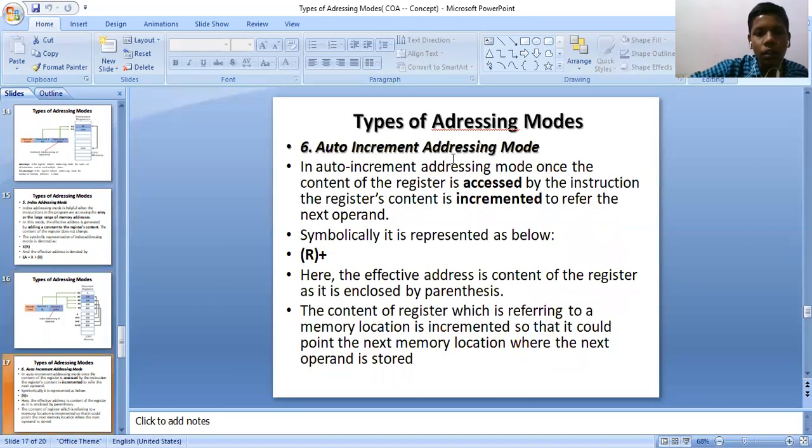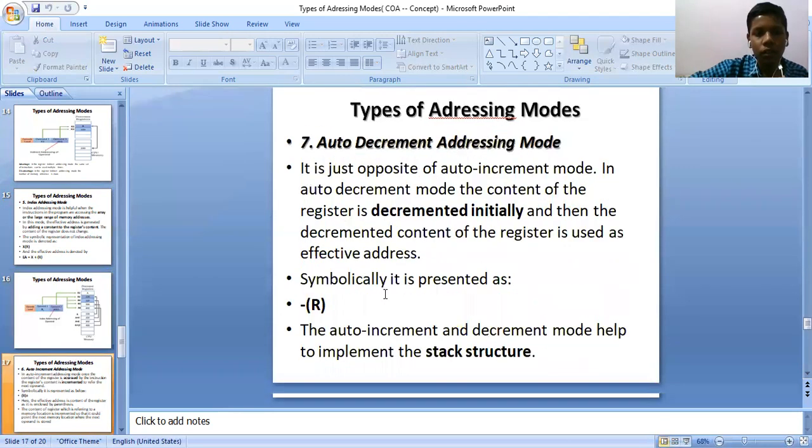And the sixth one is auto increment addressing mode. In auto increment addressing mode, once the content of the register is accessed by the instruction, the register's content is incremented to refer to the next operand. Symbolically, it is represented as (R)+. Here, the effective address is the content of the register, as it is enclosed by parentheses. The content of the register, which is referring to a memory location, is incremented so that it could point to the next memory location where the next operand is stored.